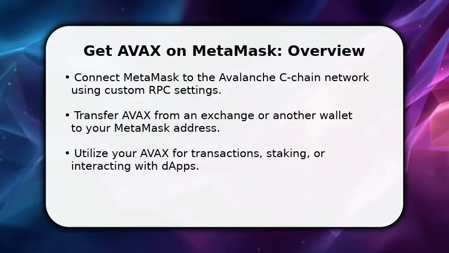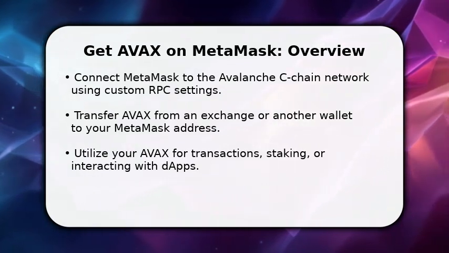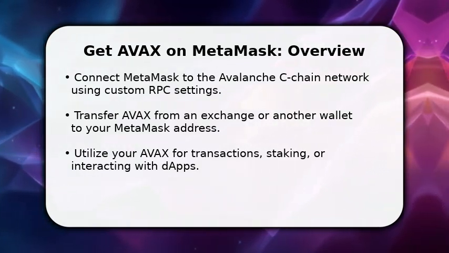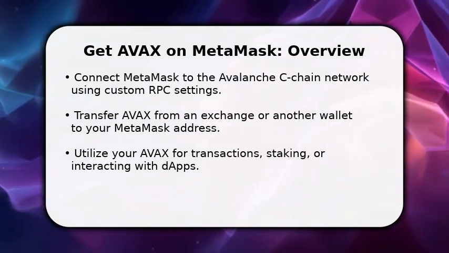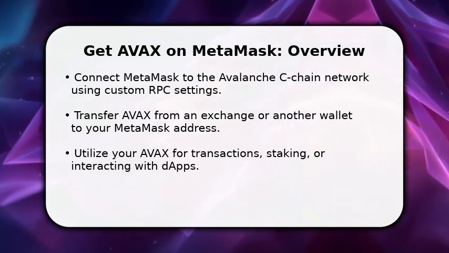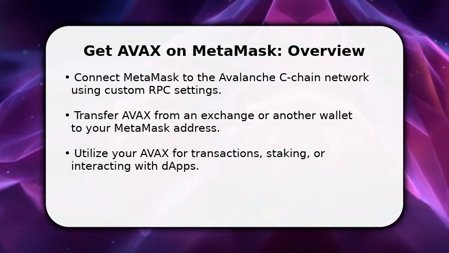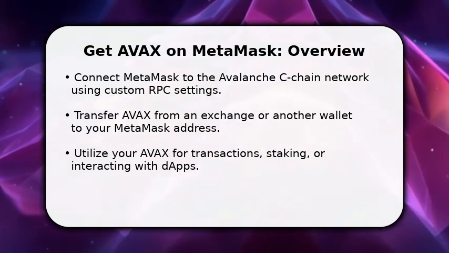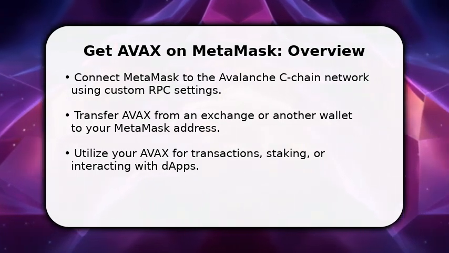In this video, I will explain how to get AVAX on MetaMask. First, you'll need to configure your MetaMask wallet to recognize the Avalanche C-chain network. This involves adding specific network details like the RPC URL and chain ID. Once connected, you can then transfer your AVAX tokens directly to your MetaMask address. This guide will walk you through each step, ensuring you can easily manage your Avalanche assets.